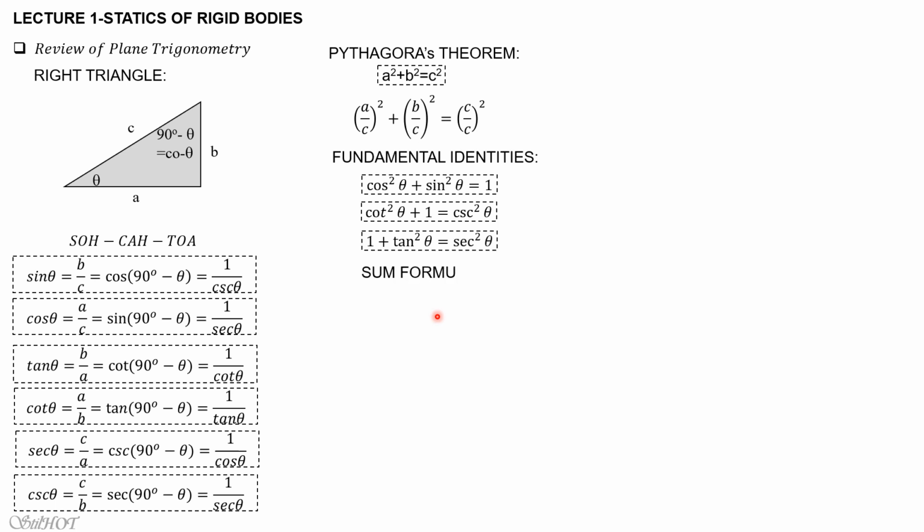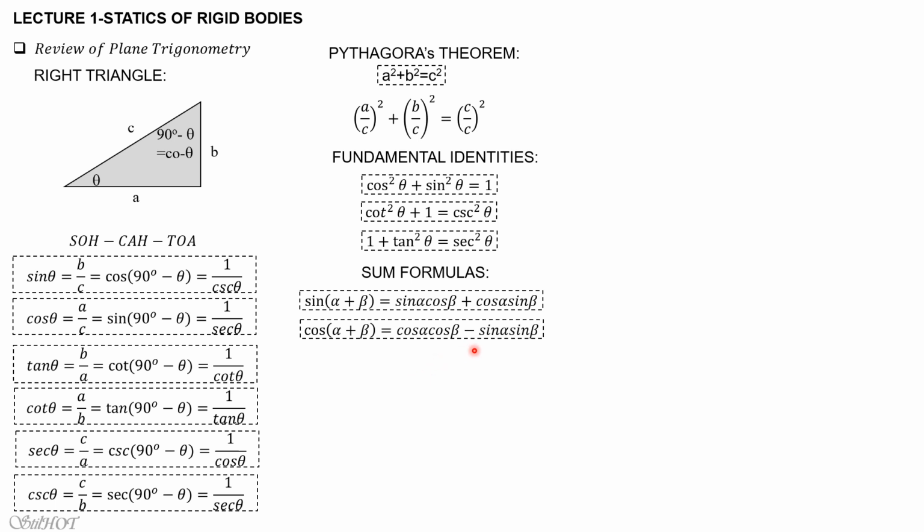Then we have the sum formulas. Sine of alpha plus beta equals sine alpha cosine beta plus cosine alpha sine beta. Cosine of alpha plus beta is cosine alpha cosine beta minus sine alpha sine beta. Then tangent of alpha plus beta is tangent alpha plus tangent beta all over 1 minus tangent alpha tangent beta. So that's the sum formulas.